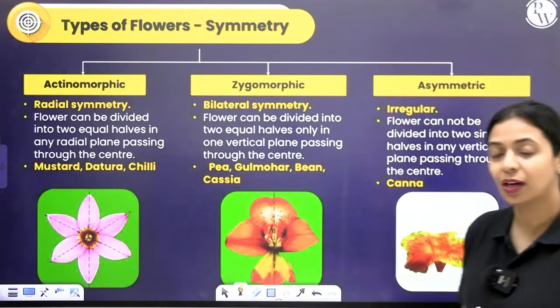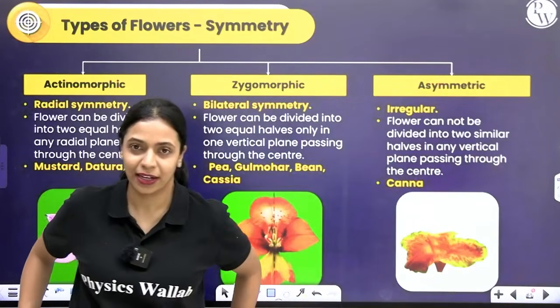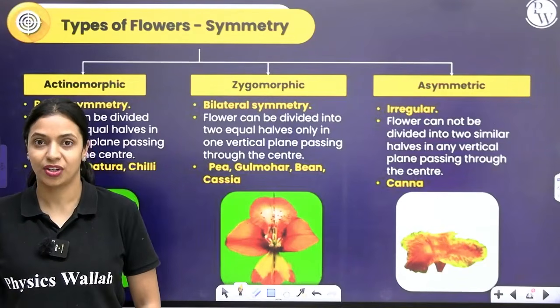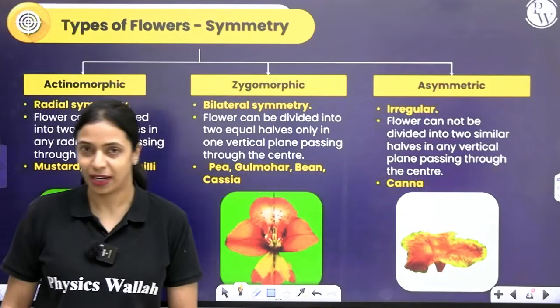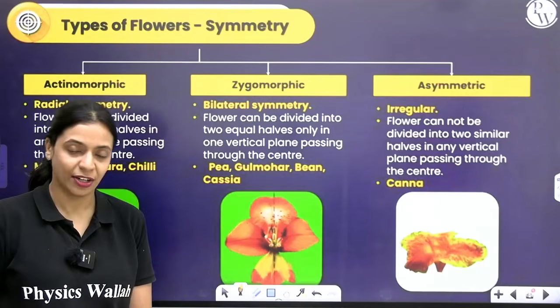Next, depending upon symmetry, also you can classify flowers. I'm sure you've learnt in animal kingdom how you classify organisms based on symmetry, whether it is radially symmetrical, bilaterally symmetrical, same way even here. First is called radial symmetry.